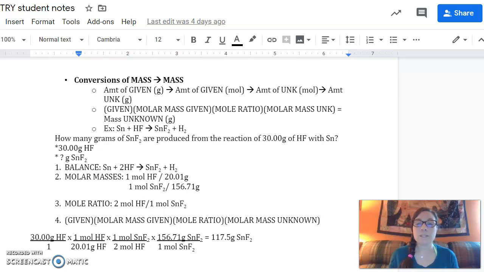So finally, here's an example of mass of one thing to mass of another thing. We're starting with mass of hydrofluoric acid in this case, and we're ending in mass of tin fluoride. So we start with a molar mass step, then we go to our mole ratio step, and then another molar mass step to end in grams of SnF2.